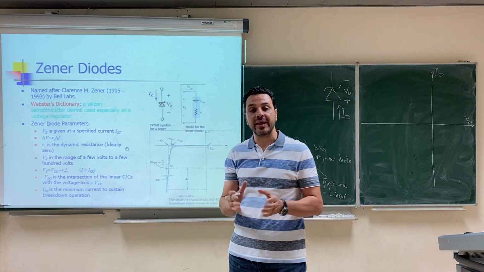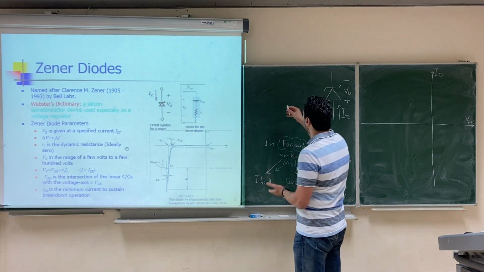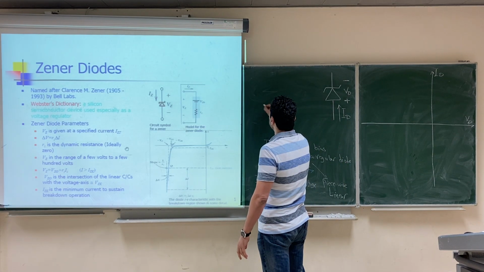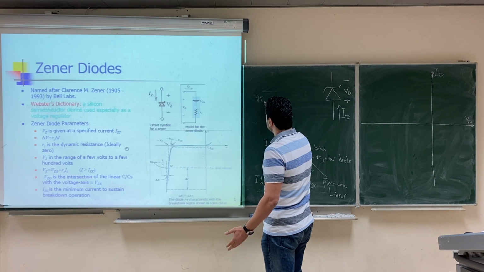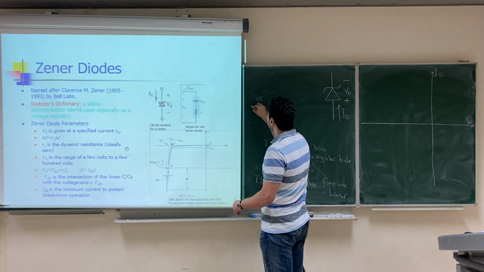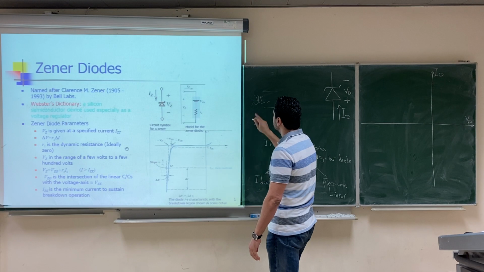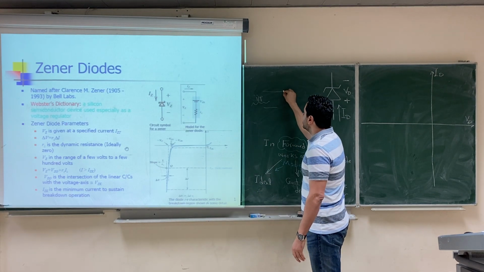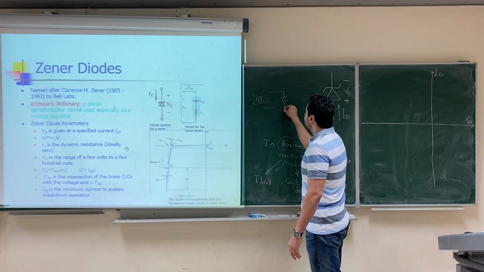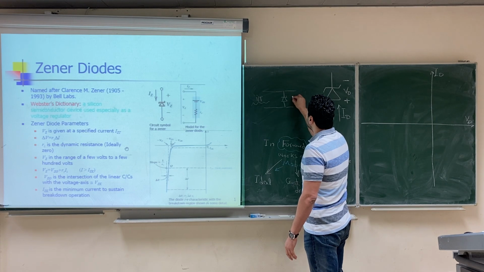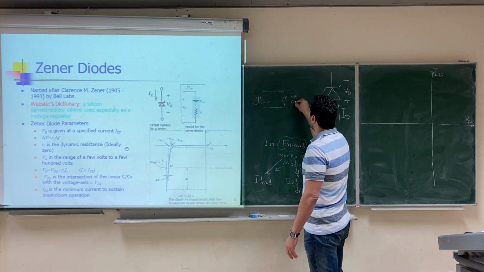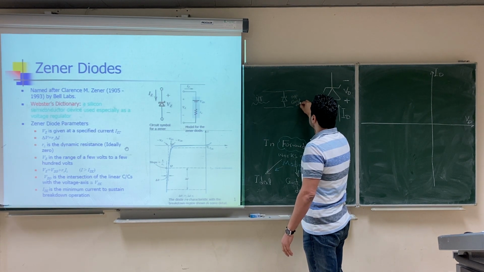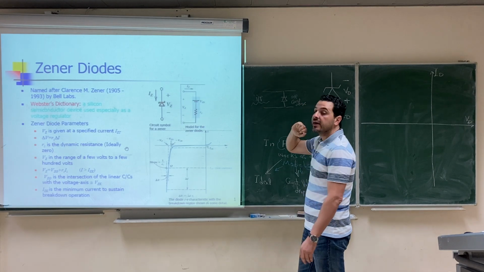And regulator means that if you have a changing voltage at the input of your circuit, if the input of your circuit is changing a little bit, there are fluctuations, the voltage is fluctuating, then the regulator is going to give you at the output of the circuit a constant voltage. This is the meaning of regulation.